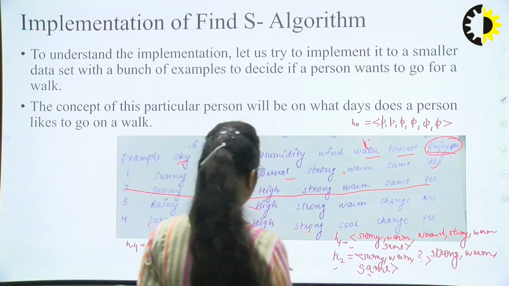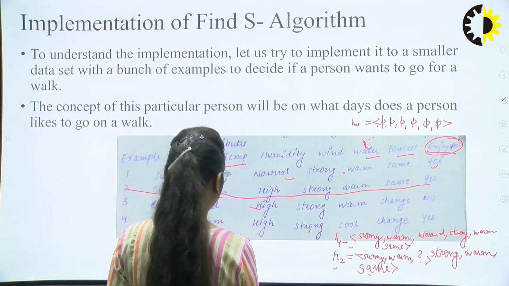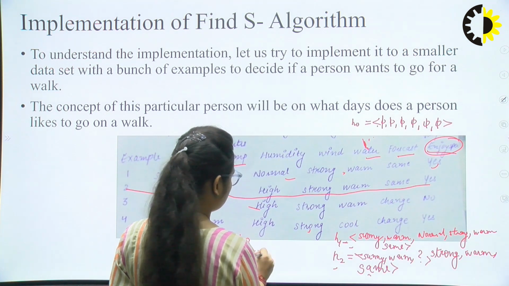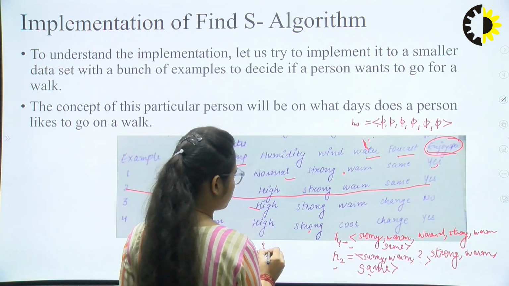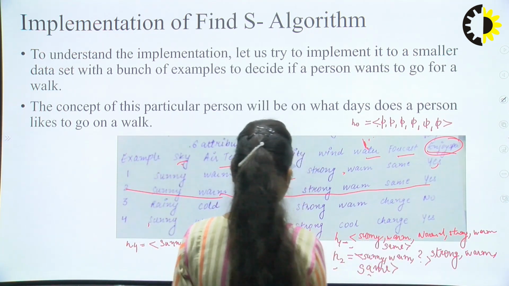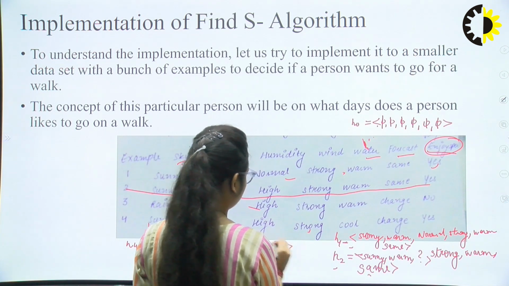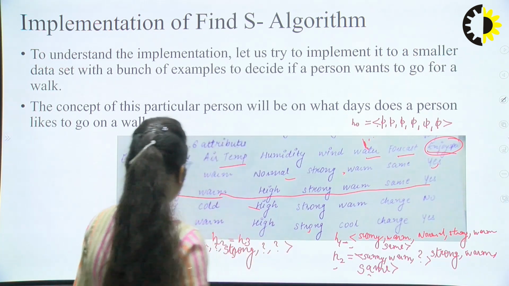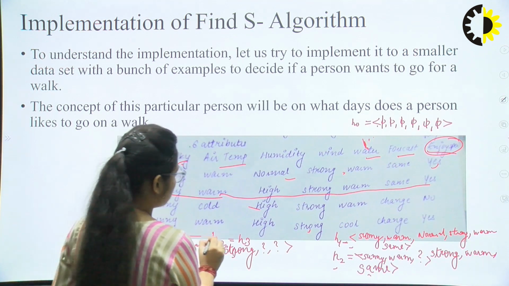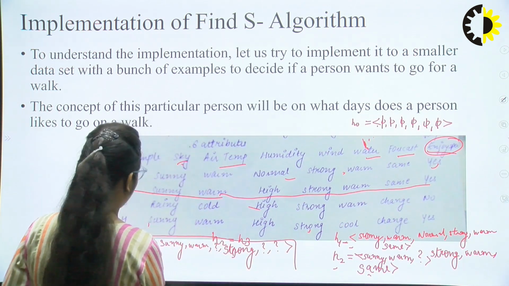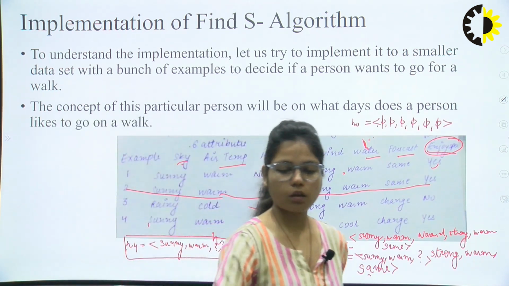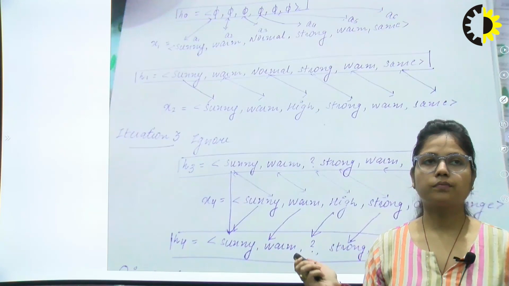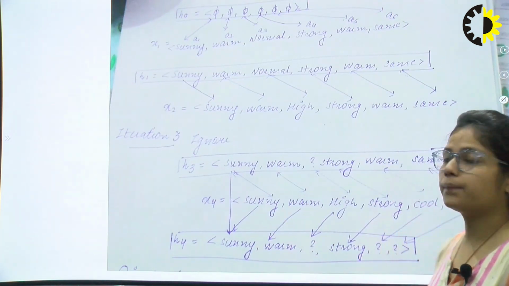This is strong and strong. Cool and warm, not a match, question mark. Change and same, not a match, question mark. Now this is the most specific hypothesis that we get from the Find-S algorithm. This is the example solved.